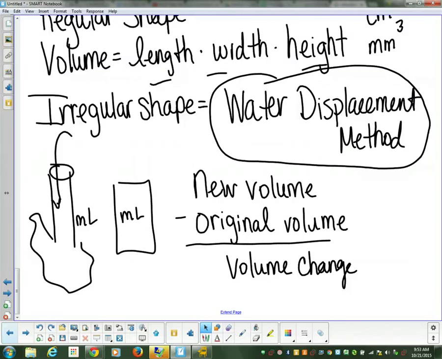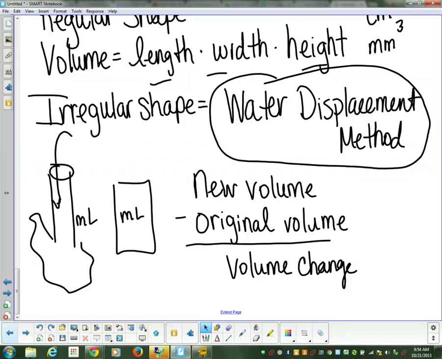Okay, so if we have a regular shape, length times width times height, but in the lab, all of our objects were irregular. Yes, you could have shaped the clay into a regular shape, that would have been fine, but we just treated it as though it was an irregular one. The wooden stick was irregular, and so was the crayon. So that's why we use the water displacement method for all of those.